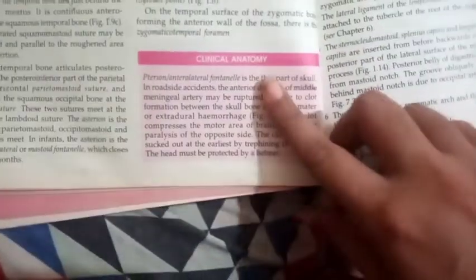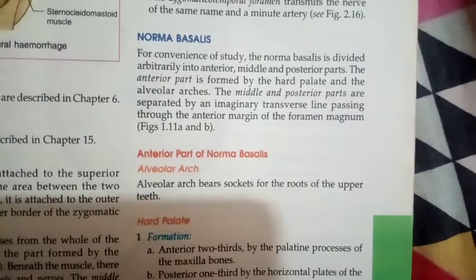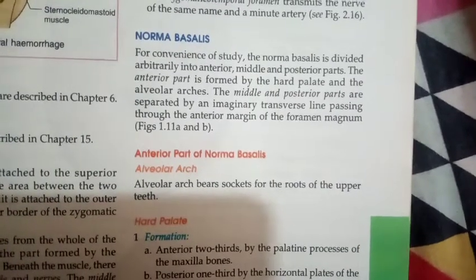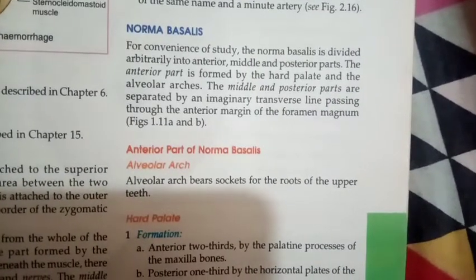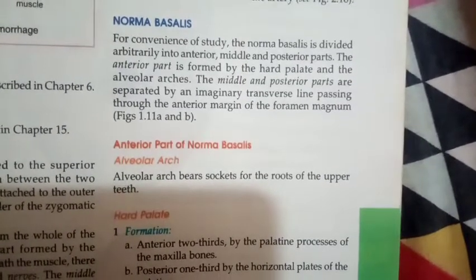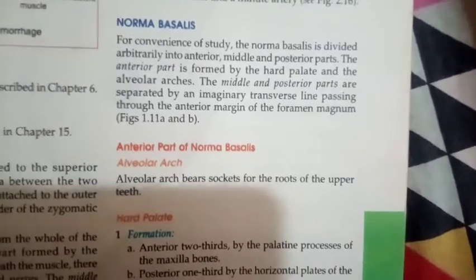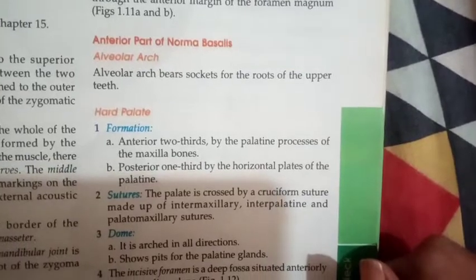Then we will talk about the next topic, Norma basalis. So let's move toward the Norma basalis. For the convenience of study, the Norma basalis is divided arbitrarily into anterior, middle and posterior parts. The anterior part is formed by the hard palate and the alveolar arches. The middle and posterior parts are separated by an imaginary transverse line passing through the anterior margin of the foramen magnum. Anterior part of the Norma basalis: alveolar arch and hard palate.